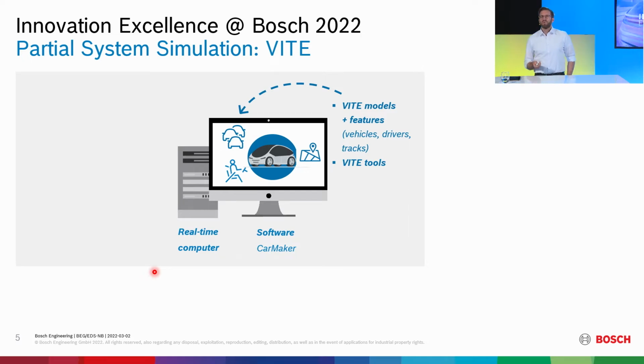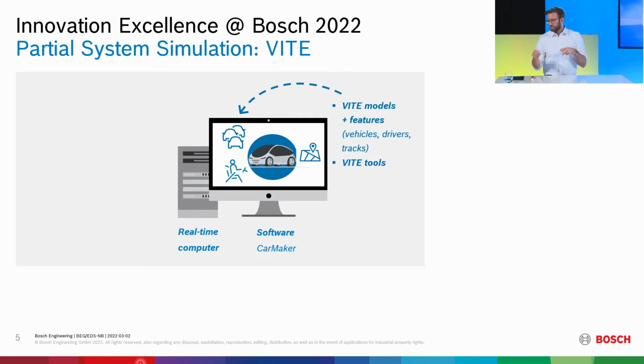Here the partial system simulation, VITE, virtual integrated test environment. And if we take the example Jan just gave, our problem that we want to bring a track to our test benches is actually pretty easy. All you need is a commercial software, CarMaker, connected on a real-time computer. And on this software, we are creating models of vehicles. And inside this vehicle model, we put one of our patented drivers and put this vehicle-driver combination on your track.